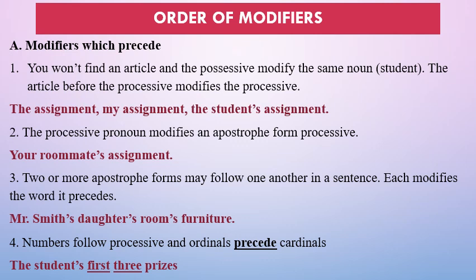And in the third case, if you have more than one apostrophe, which means a noun, as I said, which has apostrophe s. If you have more than one, Mr. Smith's, daughters, rooms, furniture, it means that each one of them modifies the word which follows. And in my sentence, each modifies the word it precedes. It's the same.